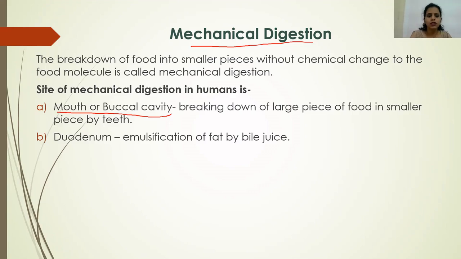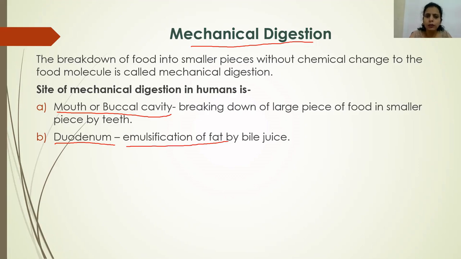Apart from this, mechanical digestion also takes place in the duodenum. In your lower classes, you must have studied that the food goes from the stomach to the small intestine. The first part of the small intestine is known as the duodenum. Now, the duodenum receives the secretion from the gallbladder. The liver secretes a type of juice which is called bile juice. It's a digestive juice, and this bile juice which the liver secretes is stored in the gallbladder. The bile juice mixes with the food in the duodenum, and this bile juice helps in emulsification of fat.